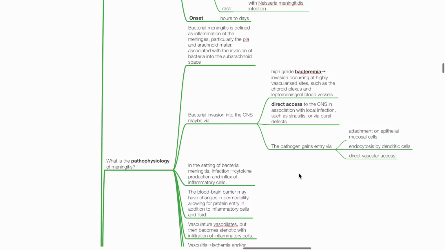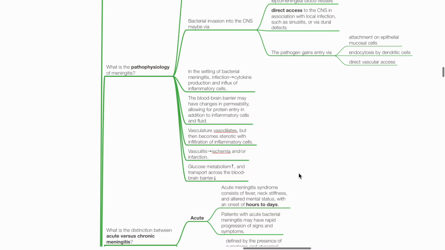The pathogen gains entry via attachment on epithelial mucosal cells, endocytosis by dendritic cells, and direct vascular access. In the setting of bacterial meningitis, infection leads to cytokine production and influx of inflammatory cells. The blood-brain barrier may have changes in permeability, allowing for protein entry in addition to inflammatory cells and fluids. Vasculature dilates, but then becomes stenotic with infiltration of inflammatory cells. Vasculitis may lead to ischemia and/or infarction. There is increased glucose metabolism, and transport across the blood-brain barrier decreases.